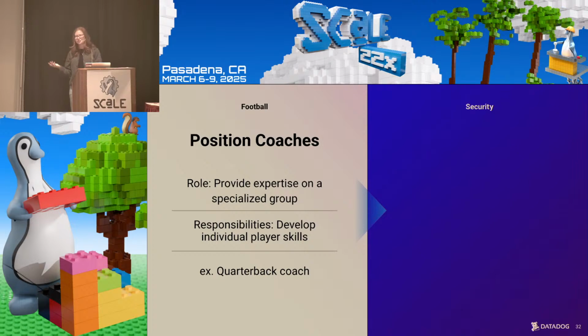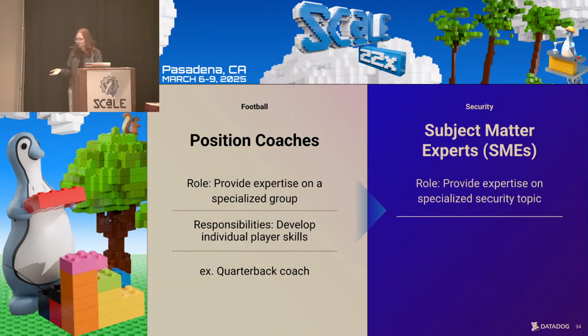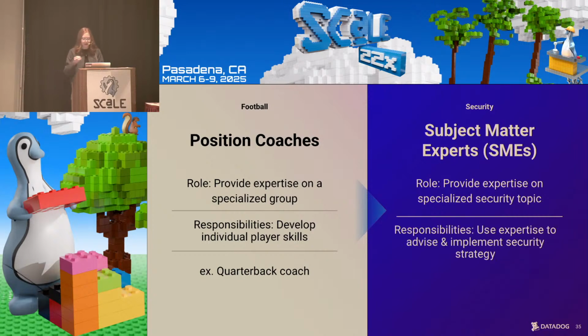But then, what do we have in security? We have subject matter experts. These are people who have a specific focus in security. And now, whether it's on the OWASP Top 10, or whether it's a specific focus like Azure AD, it all depends on the person, but they provide that expertise on that specialized topic. And they use that to help advise, and they help move the security strategy.